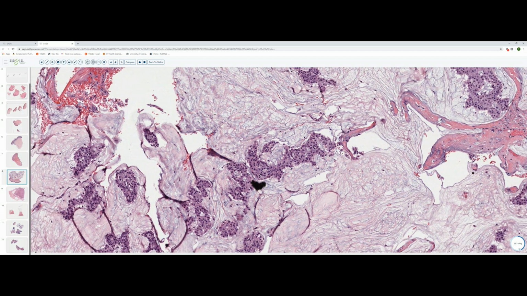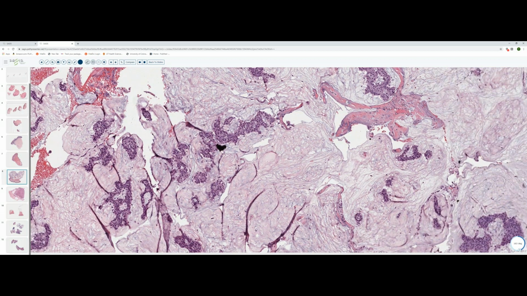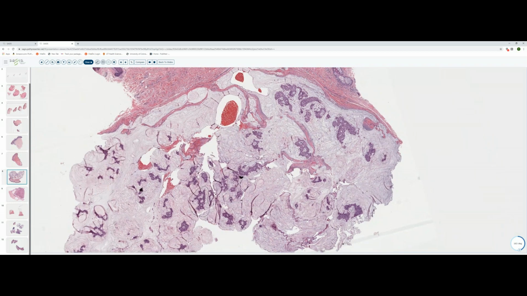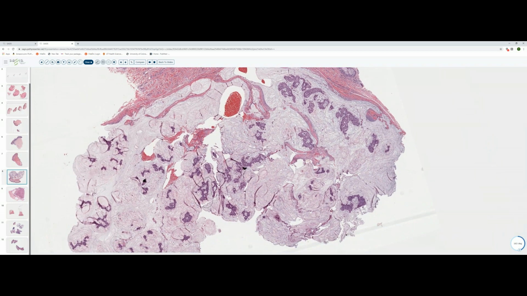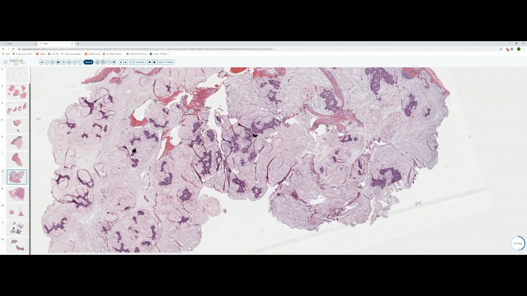Some of these have a slightly cribriform or sieve-like pattern, net-like pattern that you can see here. And these are embedded within a copious myxoid and mucinous stroma, kind of islands in a sea of snot. And this is an example of a mucinous carcinoma.